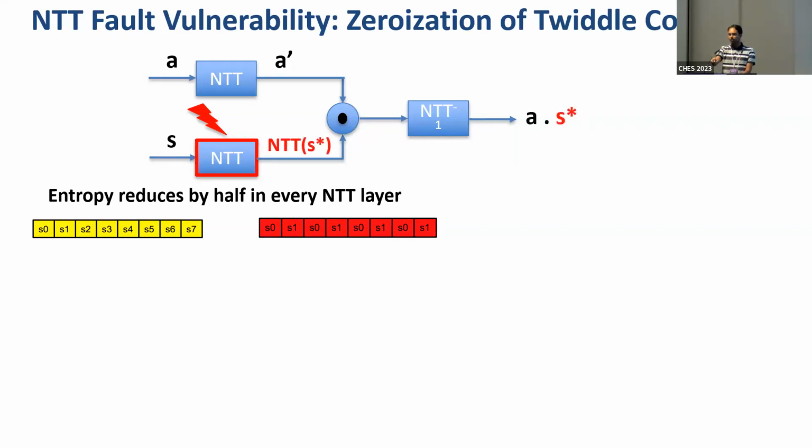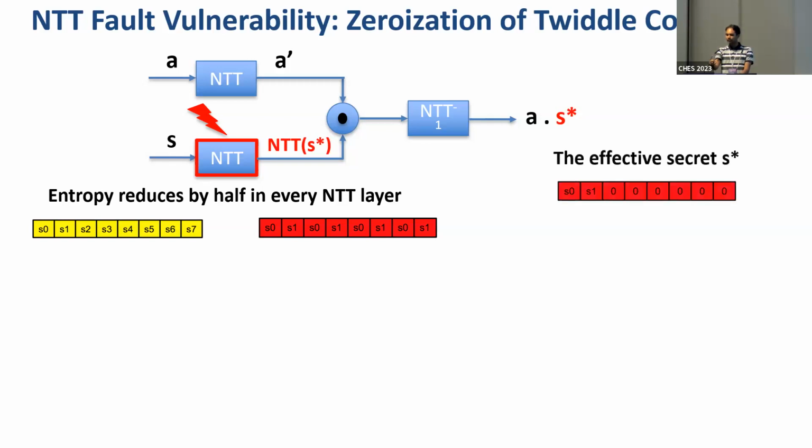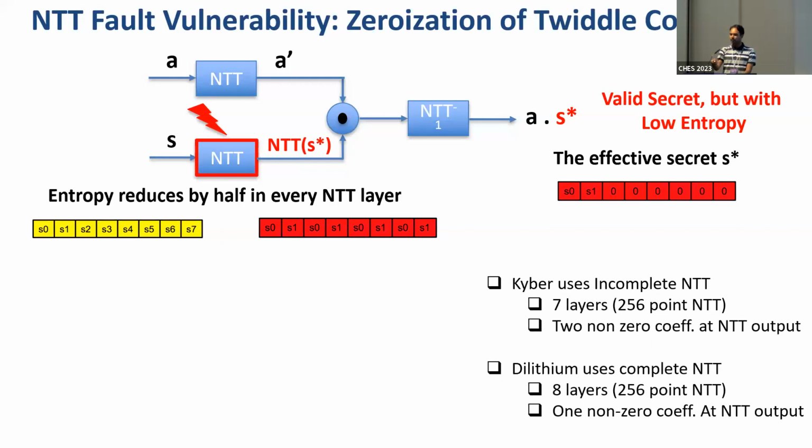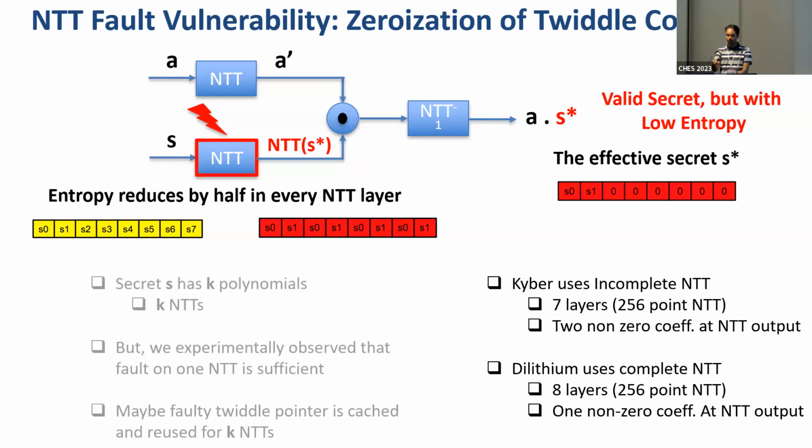And if you compute the product of A times S on this fault using the faulty entity operation, you see that the actual secret that's used is S0, S1, and all the other coefficients are zeros. So there are only 2 non-zero coefficients for the secret, and all the other coefficients are zeros. You essentially end up with a valid secret, but this secret has very low entropy. Kyber uses an incomplete entity, so you end up with 2 non-zero coefficients at the entity output, or rather 2 non-zero coefficients for the faulty secret. But in case of dilithium, which uses a complete entity, you only have a single non-zero coefficient, and all the other secret coefficients are zeros. So the entropy of the secret is drastically reduced.